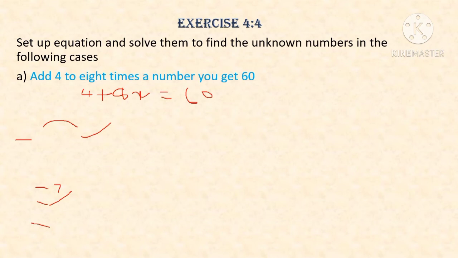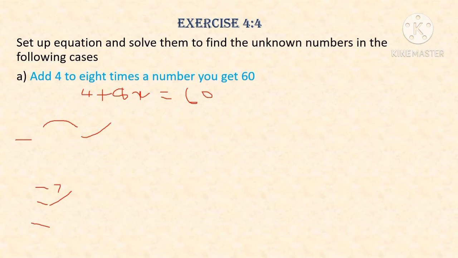So 8 times a number means 8 times one number. We don't know that number. So that number we will be taking a variable. It can be x, y or any variable. That is your wish. 8 times a number, you get 60. So you will be getting 60. Answer equal to 60. So add means 4 plus 8 times a number means 8 into a variable.